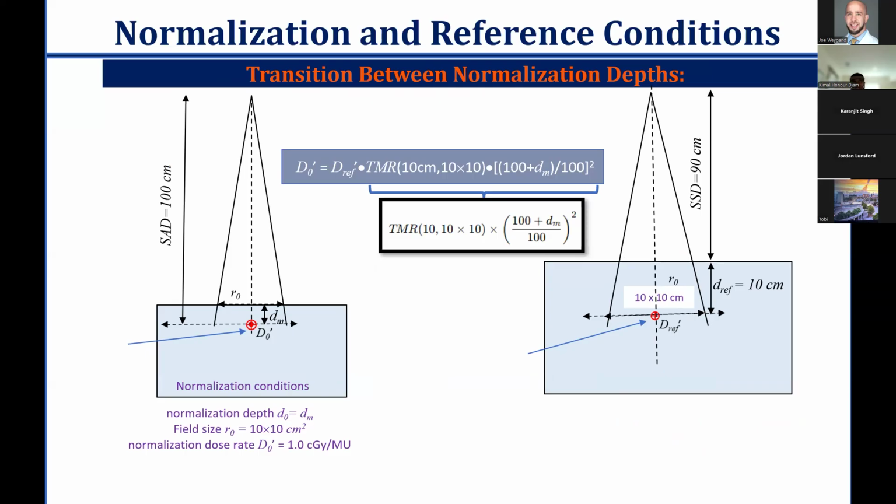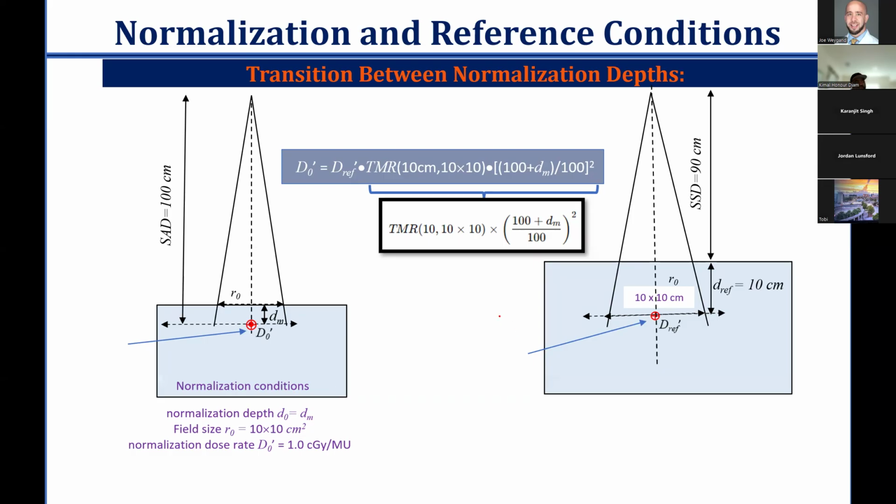And so let me give an example here. Suppose a clinic has been using a non-isocentric setup with an SSD of 100 cm. Under these conditions, 1 MU essentially corresponds to 1 cGy at Dmax. And now they transition to an isocentric setup where the SSD is 100 cm and the normalization depth is 10 cm. How do we convert between these two conditions?